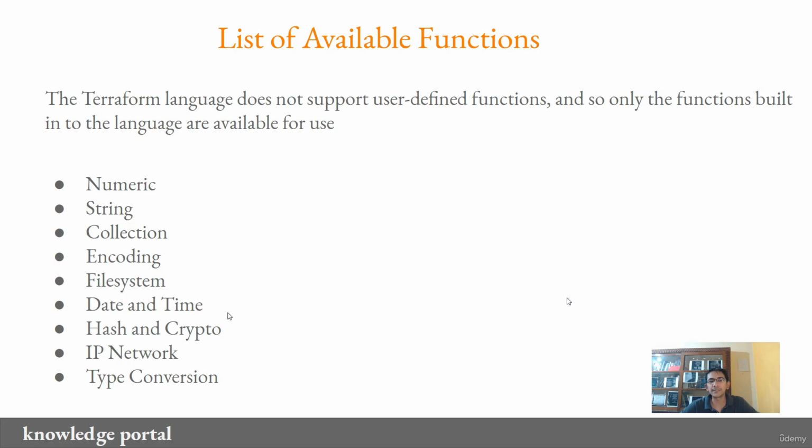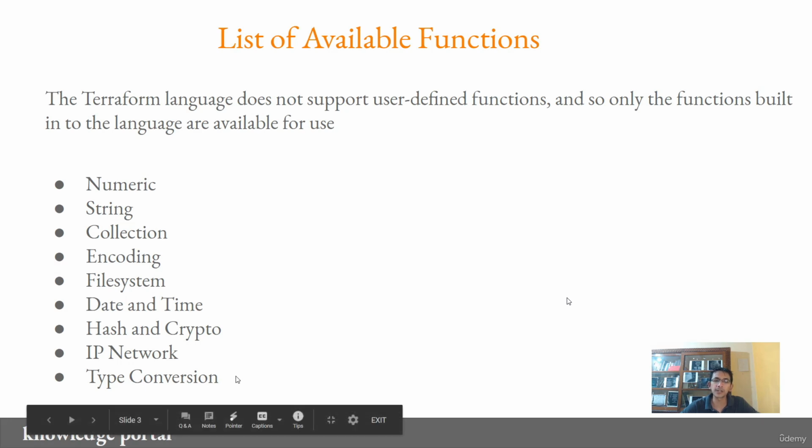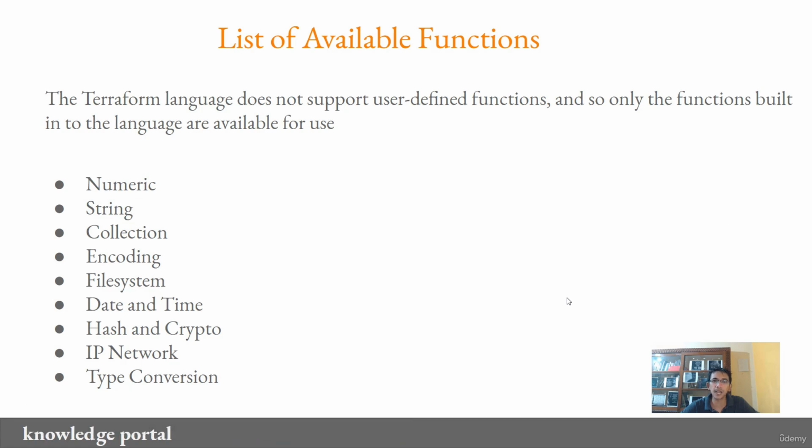system. You even have date and time, hash, crypto, IP, network, and type conversion. So these are the high level categories, and within the categories there are multiple sub-functions that are available. So let's quickly look into it, post which we'll be discussing in more detail.